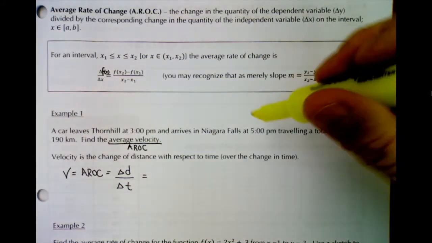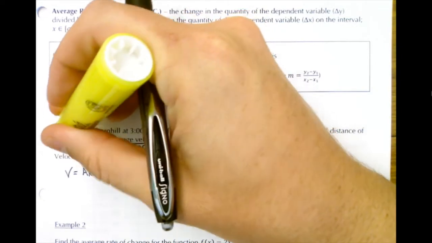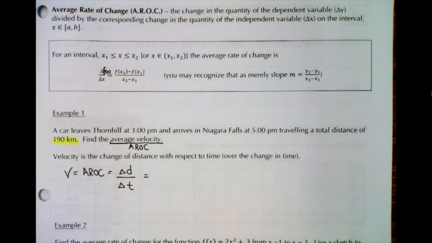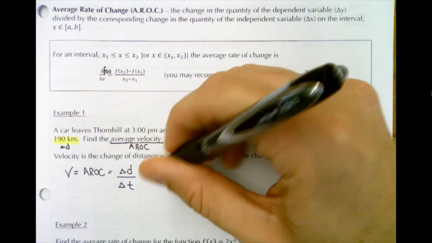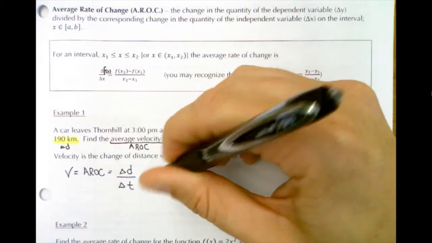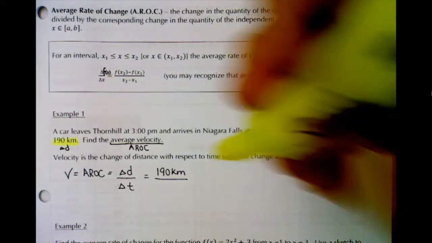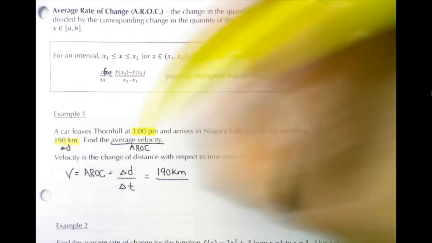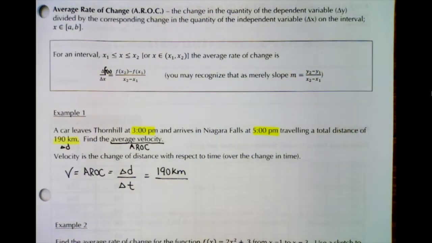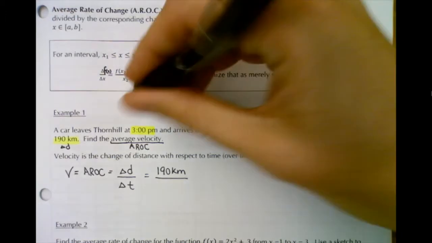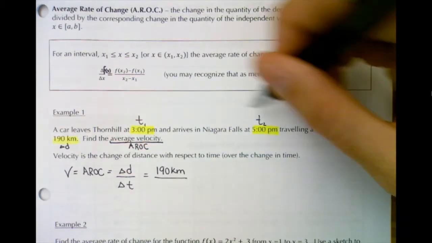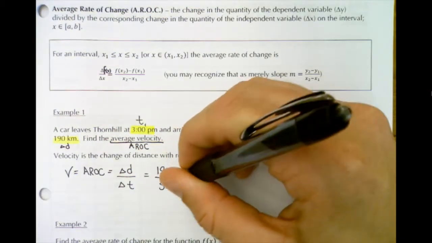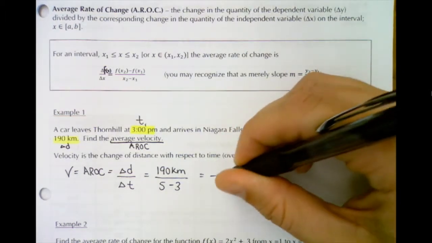Well, in our question it says traveling a total distance of 190 kilometers. So that would mean if we started at a distance of 0 and ended up at a distance of 190, the change in distance would be 190 kilometers. So that 190 is the change in d. That's how far we traveled. What's the change in t? Well, if we left Thornhill at 3 p.m. and we arrived at 5 p.m., we could call 5 p.m. t2, time 2, and we could call 3 p.m. t1. The change in t would just be time 2 subtract time 1, which would be 5 minus 3, which is just 2.